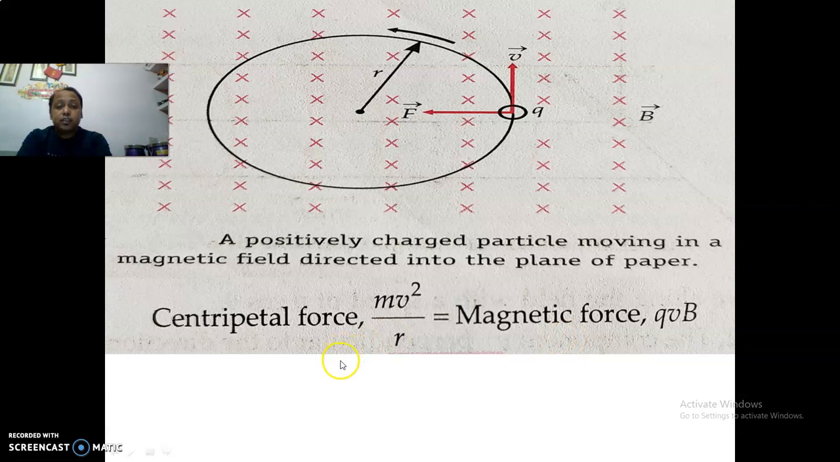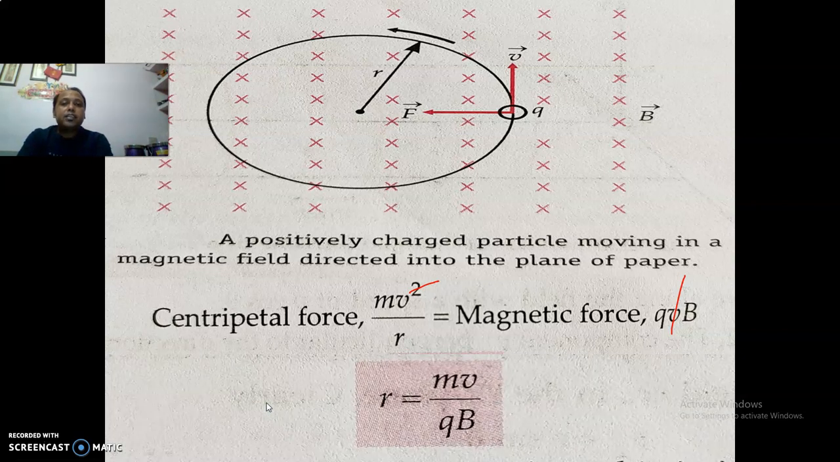So from this you can see one V will cancel out, so the square term will not be there, and V will be cancelled out. We'll be left with m v by r equal to q B, and from this relation we can find the value of r. R is the radius of the circular path, and it will be m v by q B. So I hope this is clear. Up to this it is clear.